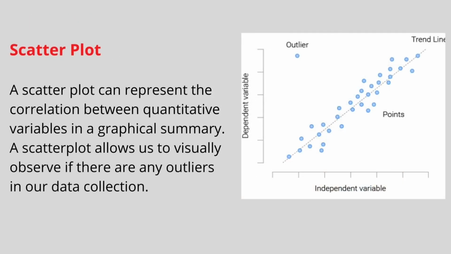Scatter plot is another popular form of graphical representation of data. It can represent the correlation between quantitative variables in a graphical summary. The scatter plot also allows us to visually observe if there are any outliers in our data collection. So the data points or the dots which appear on the scatter plot represent the individual values of each of the data points, and it also allows us to see or identify any pattern when looking at the data holistically.